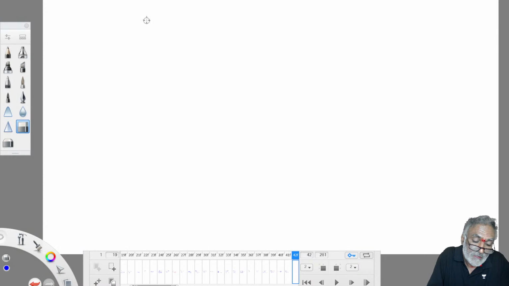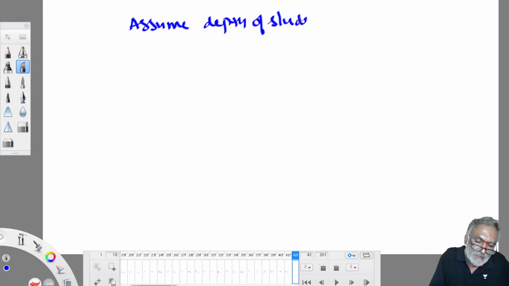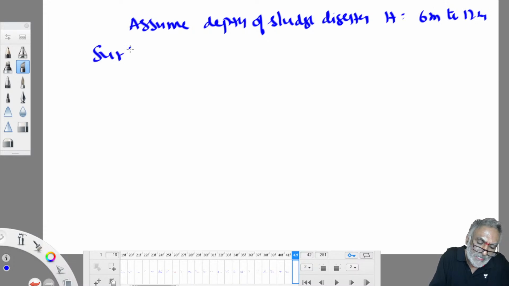The next step is we assume the depth of the sludge digester anywhere between 6 meters to 12 meters. Then you can find out the surface area of the sludge digester.